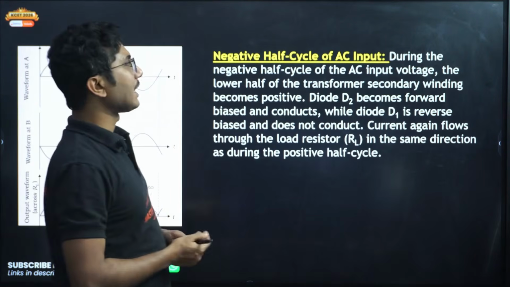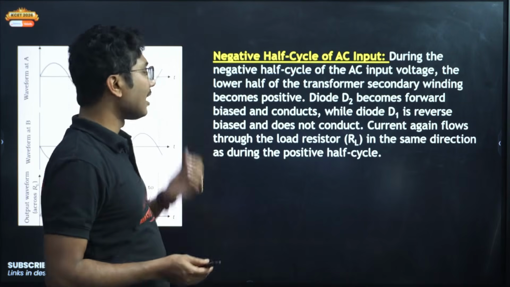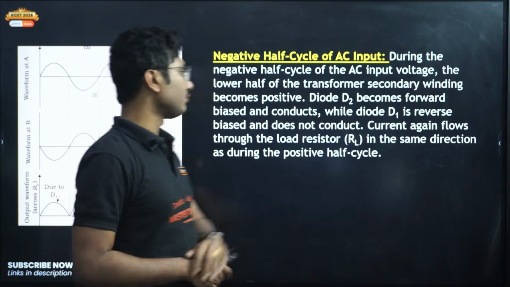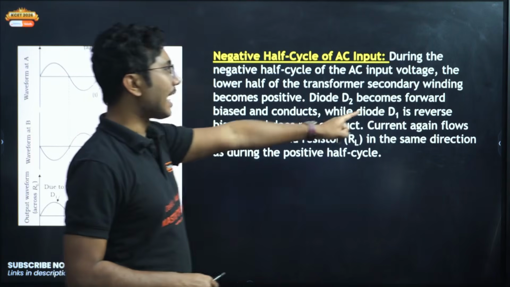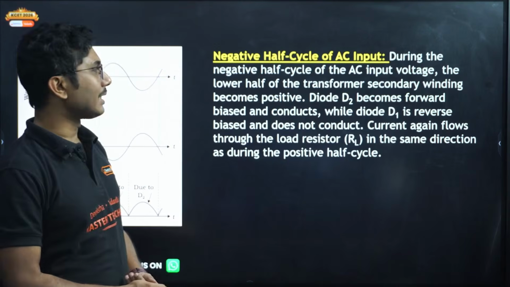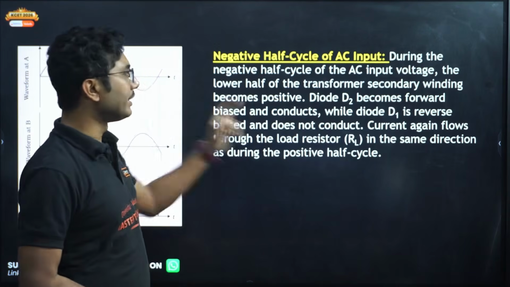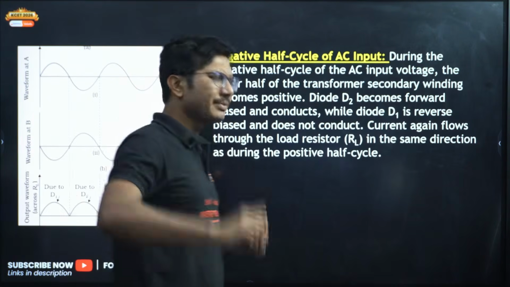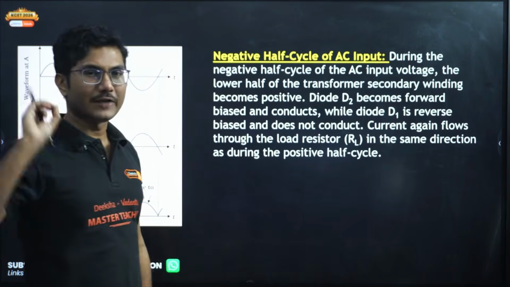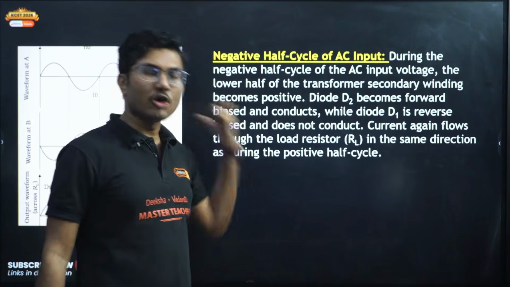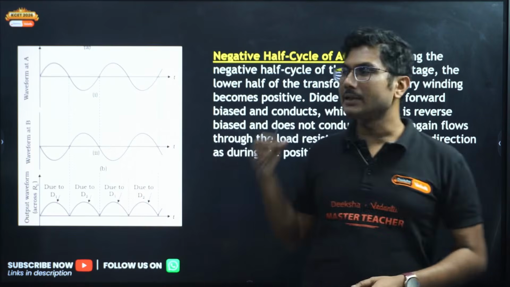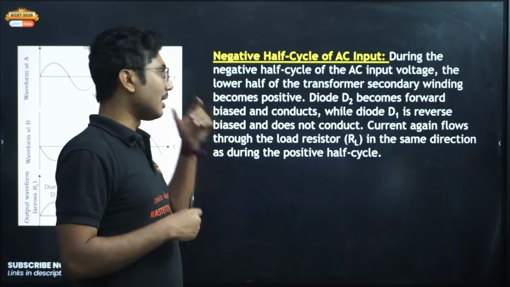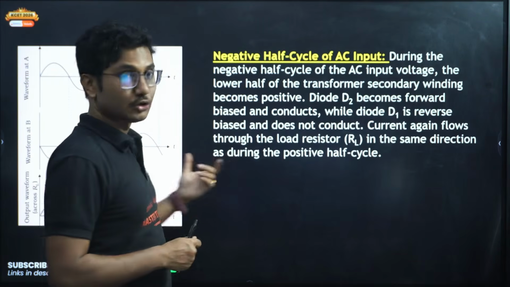During the negative half cycle of the AC input voltage, the lower half of the transformer secondary winding becomes positive, diode D2 becomes forward biased and conducts, while diode D1 is reverse biased and does not conduct. Current again flows through the load resistor in the same direction as during the positive half cycle. So this is the minimum writing, and everything is written perfectly. Okay, so do not change it or reduce it this much. Okay, 5 marks you are going to get, so at least put in some effort, right? So put in some extra effort and write exactly as it is shown here.